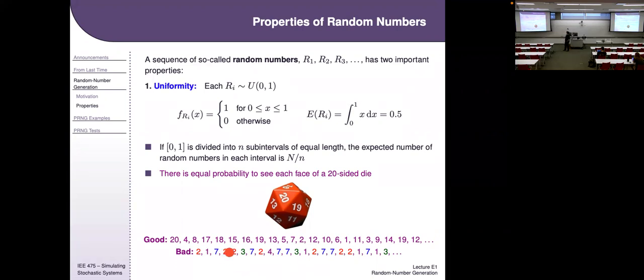This example is pretty obvious: over this many runs, I don't get anything greater than 10. That seems a little strange. And I get this many repeats of 2. That seems a little strange. So this violates uniformity for sure. Any questions about this definition? What I mean by uniformity?